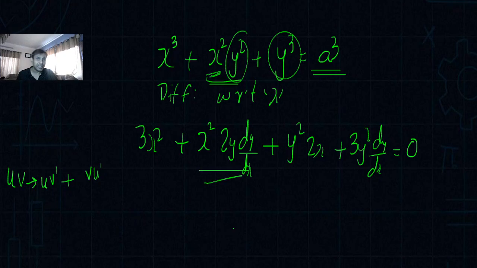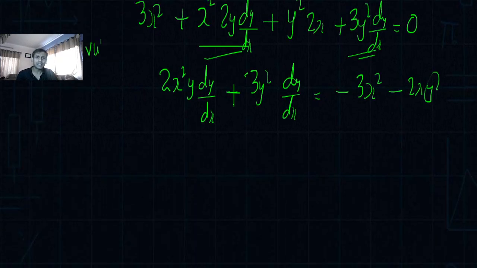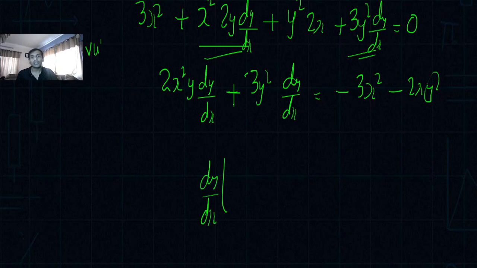I have to collect dy by dx on the left. I will allow only terms with dy by dx on the left. So I'll keep these two on the left. Take the other quantities to the right. 2xy square. You can take common and simplify. I'm not simplifying much. So take dy by dx common, etc, etc.